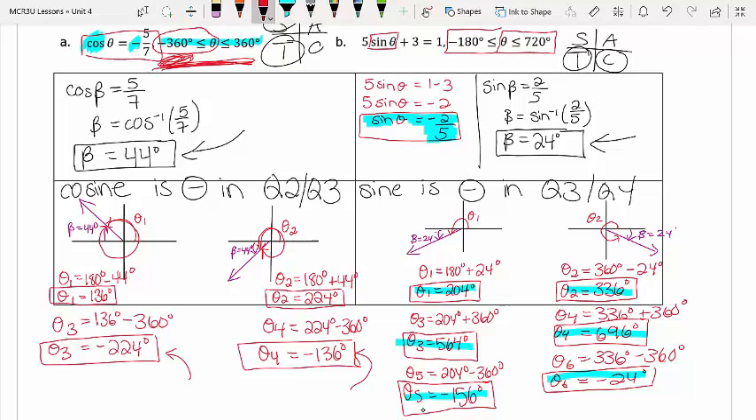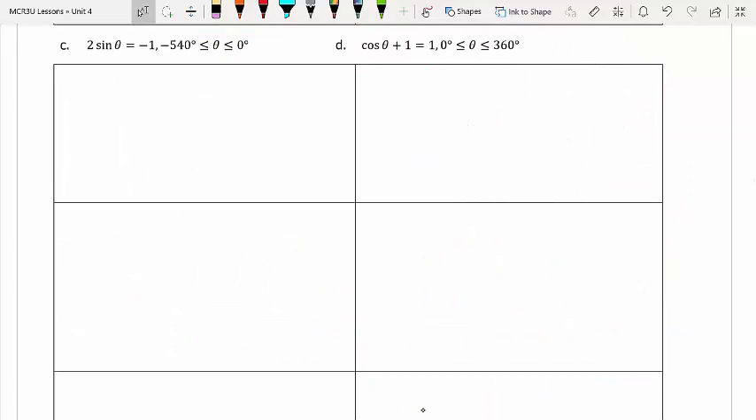Okay, so again, to remind you of the steps, sometimes you have to simplify. Then it's always find the related acute angle, determine which quadrants those terminal arms are going to be in, then calculate theta based on those terminal arms, and then find all values of theta within the domain. Okay, I want you to pause the video here, try these two solutions, and then compare your solutions with mine.